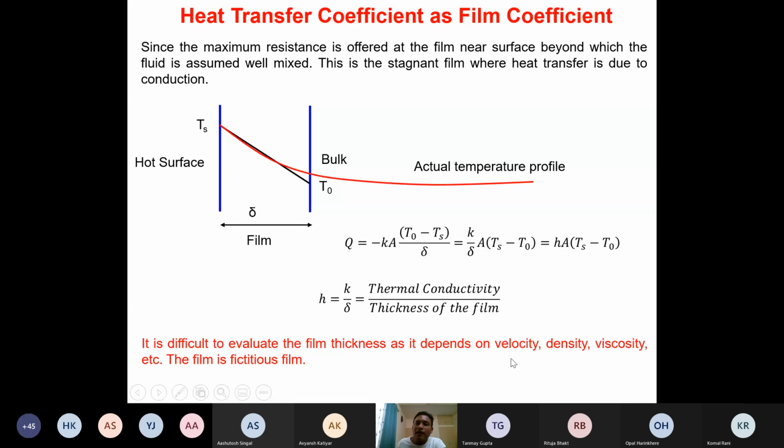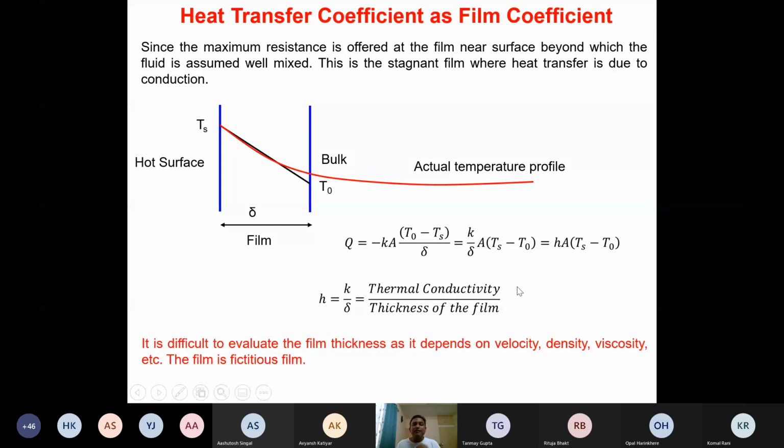It is not just this thin film. This thin film, mostly we take it as a laminar sublayer, isn't it? This boundary layer thickness, which is very close to the wall, this we consider here. So clearly this delta is a function of velocity, density, and viscosity.